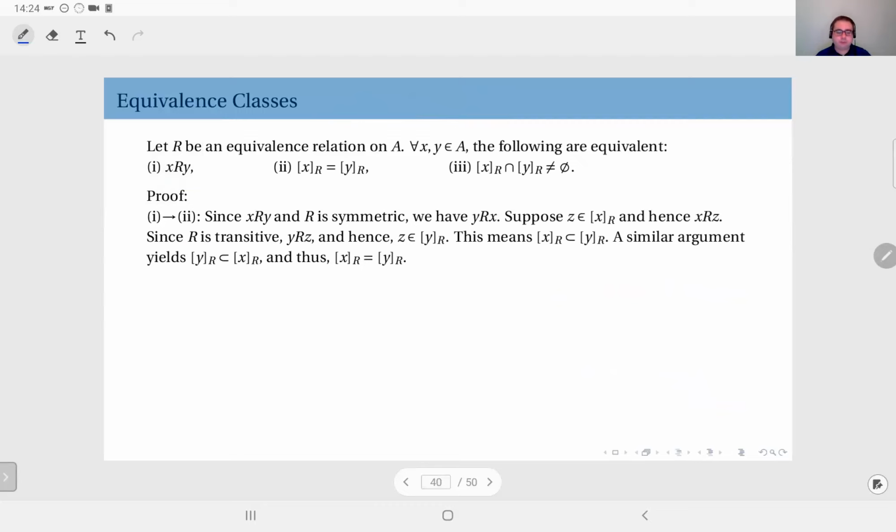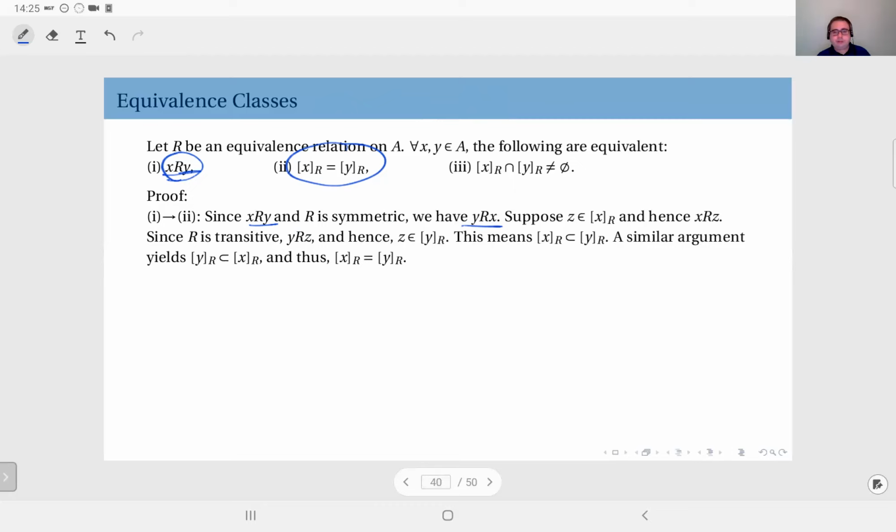The first implication, 1 to 2, means this implies this. How do I see that when x and y are related, their equivalence classes also must be exactly equal? Now, remember, R is an equivalence relation, so it has three properties. It's reflexive, it's symmetric, and it's transitive. Since it's symmetric, when x and y are related, this also means y and x are related. So I have xy, I also have yx.